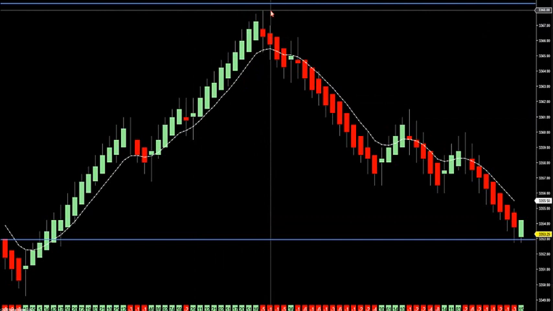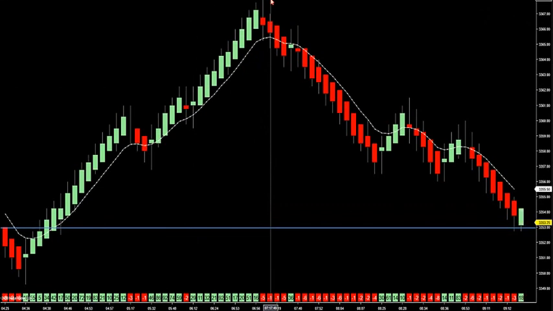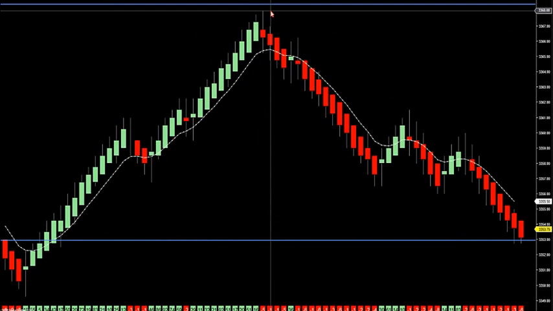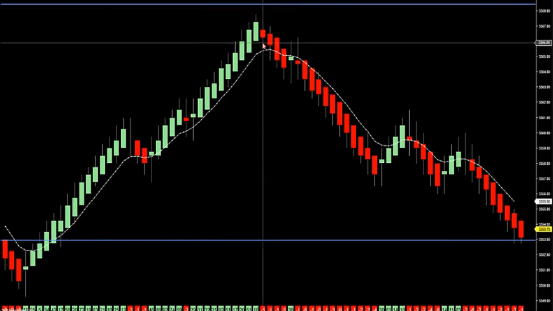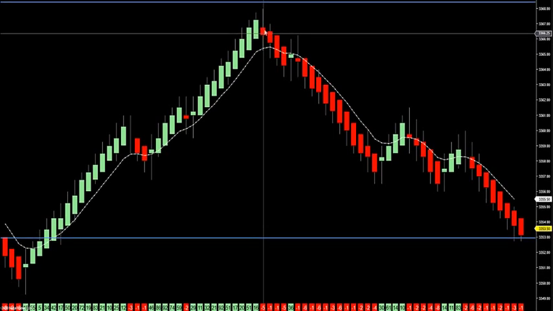It came up to 68 even. Remember, it's got to come within two ticks. Not three, four, five ticks away. It's got to come in two ticks. That's how accurate these supply demand lines are. Got to come within two ticks. It came within two ticks of it.